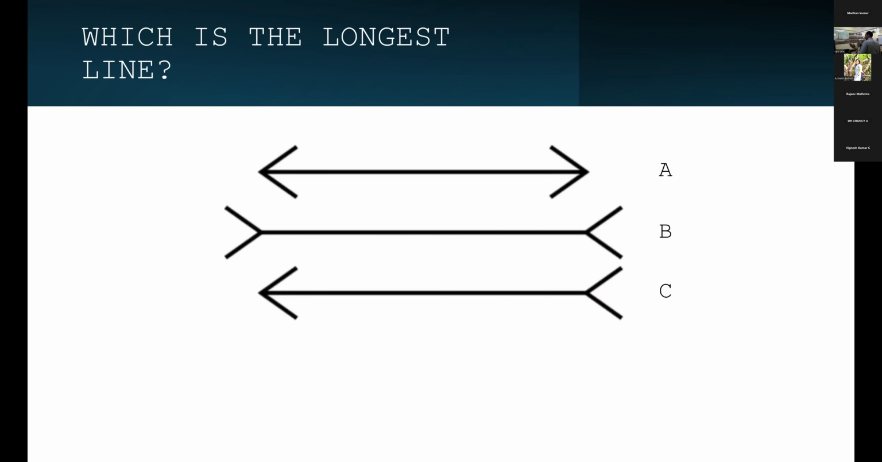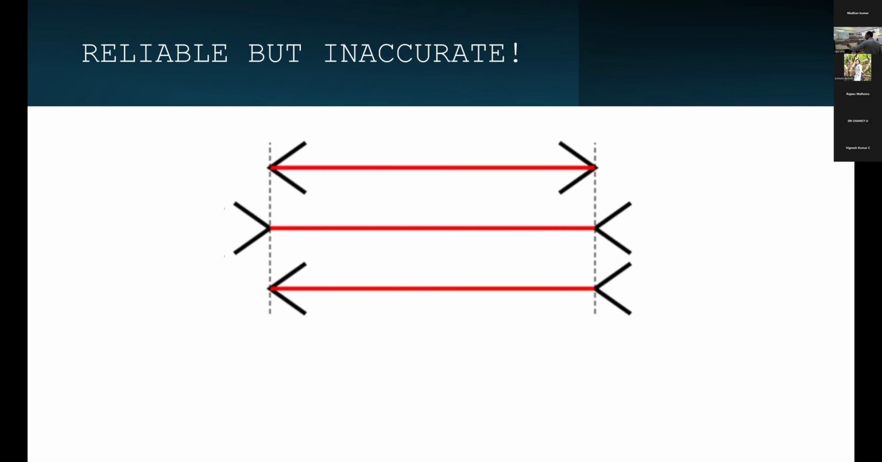But suppose the majority of them had said that B was the longest line, there would be good concordance. Everybody here would agree, but it's not necessarily the truth. However, once you know that all are the same lines, again, the concordance will be good that all are the same size, and that is the truth.